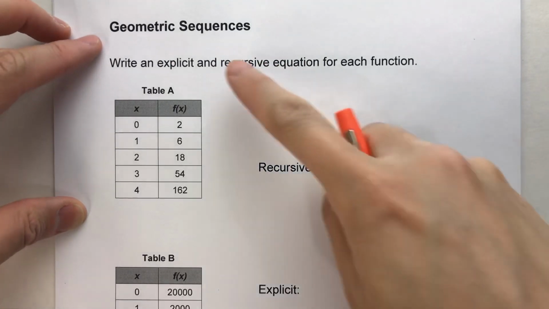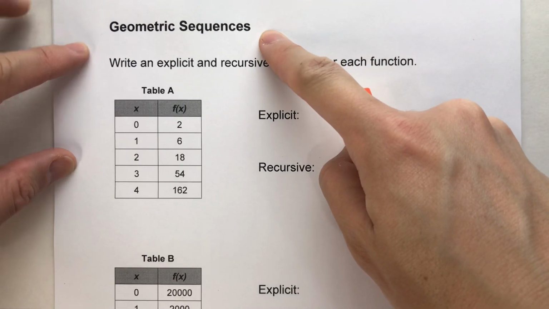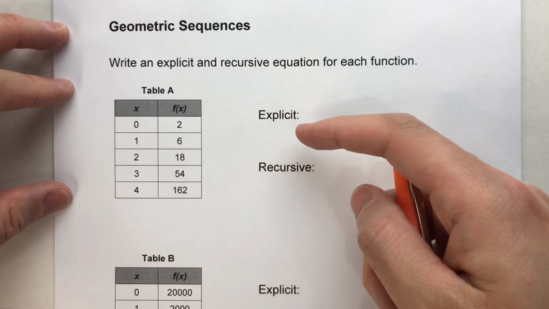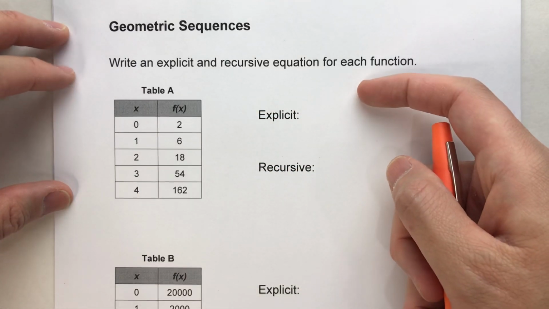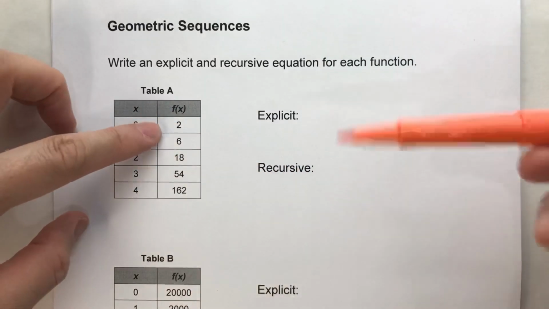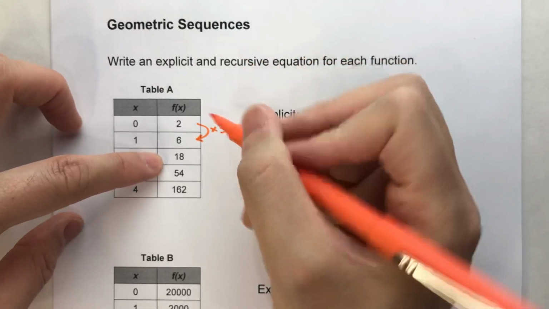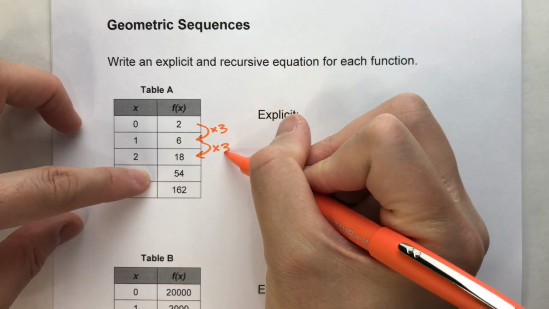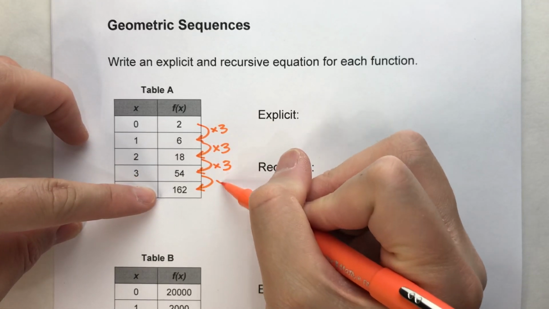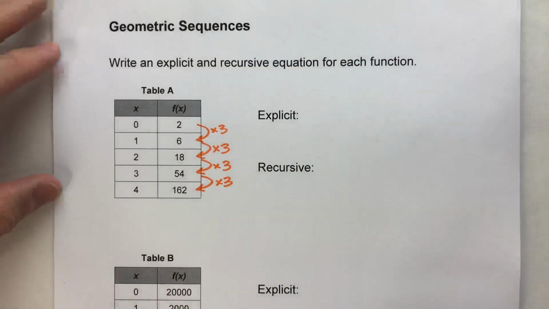So today we are looking at geometric sequences. A geometric sequence is a sequence of numbers where we're repeatedly multiplying by the same amount every single time. So for example, table A, notice as x increases by 1, f of x is being repeatedly multiplied by 3. And that's what makes this sequence of numbers a geometric sequence.